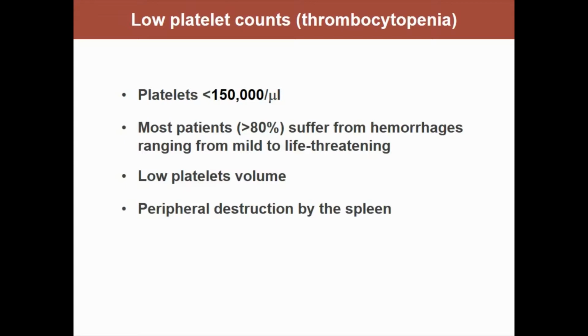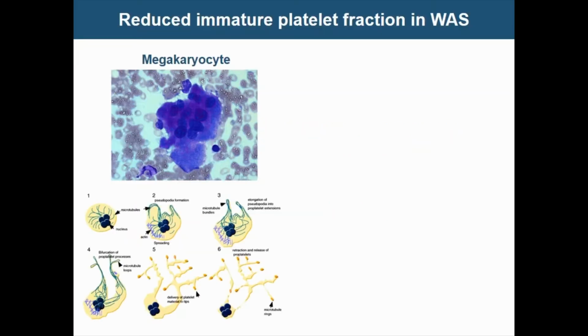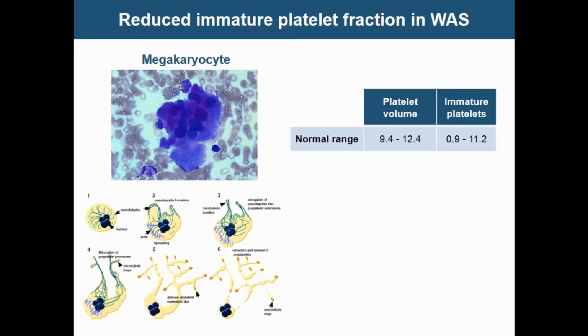So one of the reasons why there are low platelet counts in Wiskott is really a peripheral destruction by the spleen. But there is also evidence that there is a reduction of platelet production by the bone marrow, and this happens because the megakaryocytes, which are the cells in the marrow that produce the platelets, don't make enough of these platelets.